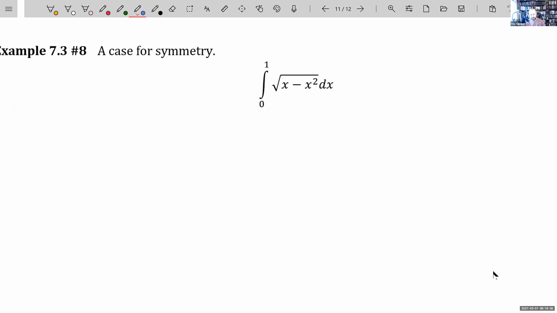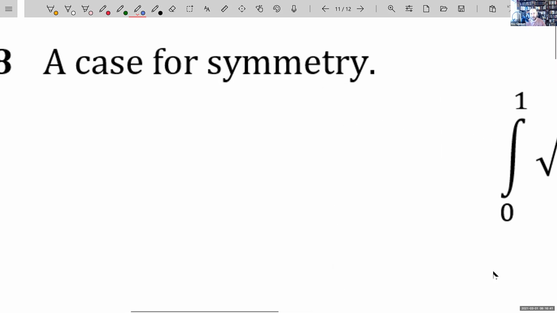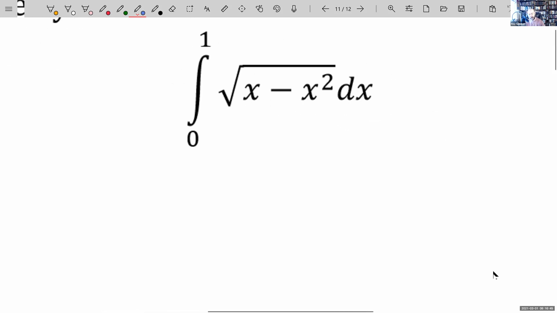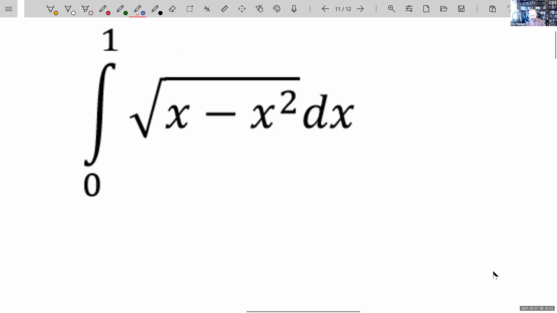All right. I sometimes give myself a hint in my example instructions, a case for symmetry. Obviously this does not look symmetric, so you can ignore that statement initially. But take a look at this: a simple, harmless looking integrand, square root of x minus x squared. It doesn't look super dangerous, but a u sub will not work here. By parts will not work here. It's not the product of trig functions.